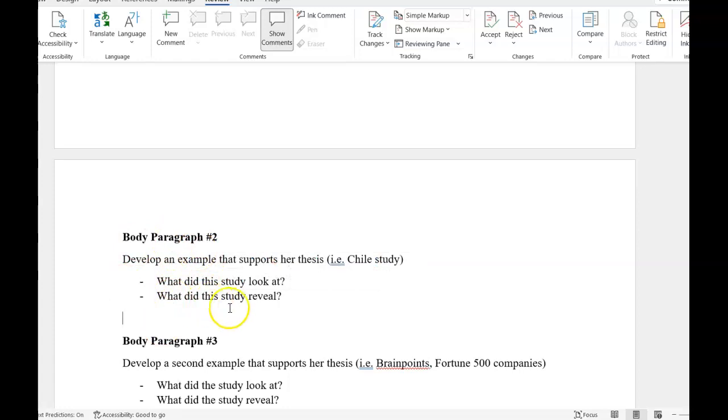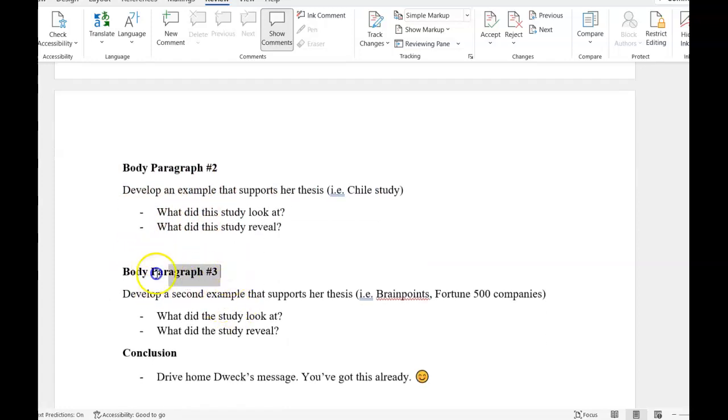Once you finish developing that paragraph, you're going to develop another body paragraph, a new paragraph, where you develop a second example that will also support what Dweck is saying. And there are lots of examples, but a couple of the ones that I think students tend to have a lot of success with are the Brain Points math game or the Fortune 500. So you will want to introduce one of these examples, and just as you did in body paragraph 2, you'll want to ask the same questions and answer them.